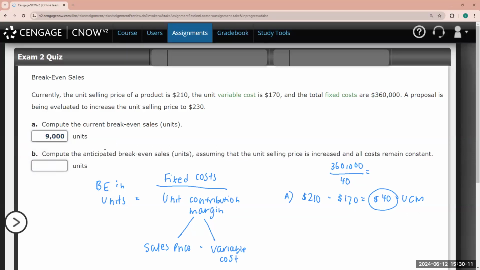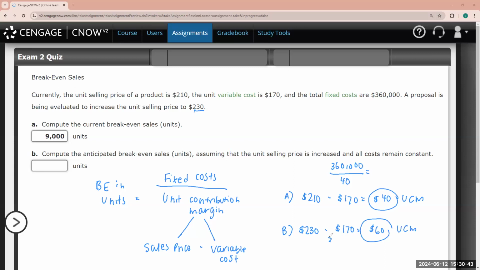So now it's asking us to compute the anticipated break-even sales in units, assuming that the unit selling price increases and all costs remain constant. So here we have a proposal to increase it to 230. So if we were to increase our selling price to 230, our variable cost remains the same. So now instead of a $40 unit contribution margin, our unit contribution margin would be 60.